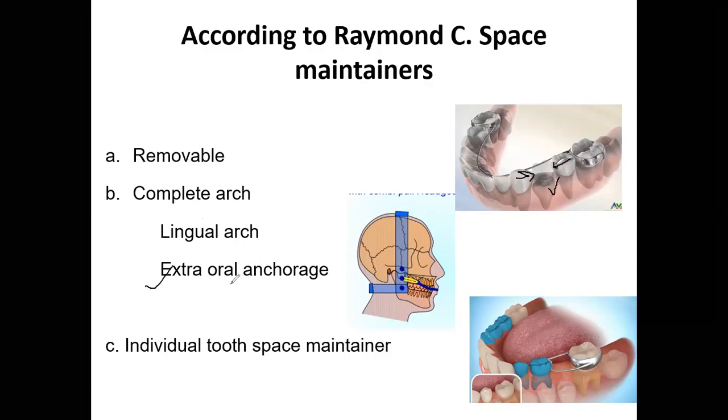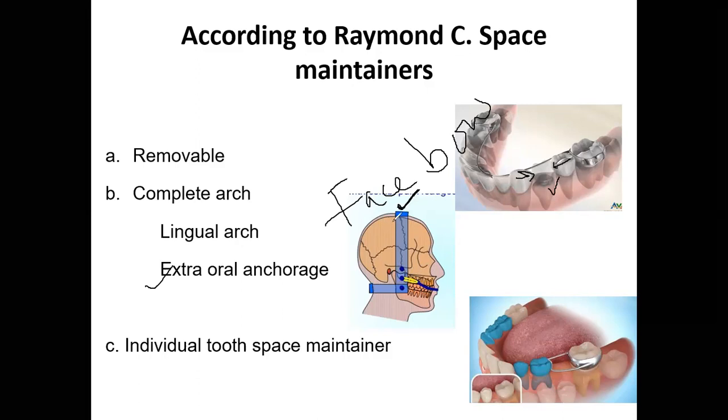and there is another space maintainer that is called extraoral anchorage. When we study other branches of orthodontics and the types of appliances, we will talk about this particular thing. This is called a face bow. This particular appliance which is given to a patient is called a face bow. When we talk about the face bow, then we will know what it does. But one of its advantages is that we can use it as a space maintainer.